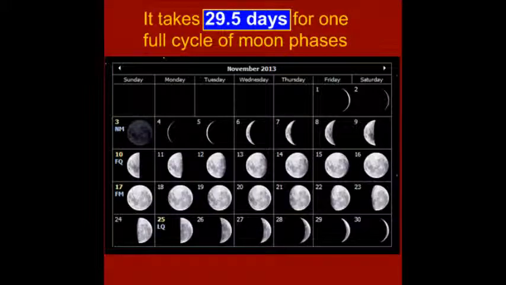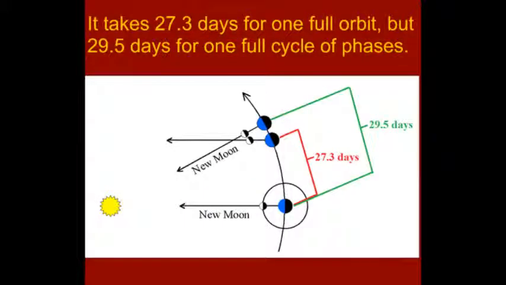It takes 27.3 days for one full orbit, but 29.5 days for one full cycle of the moon's phases. The reason for this is a bit complicated. If you consider the new moon phase, when the moon is between the Earth and the sun, as a starting point, notice that it takes 27.3 days for the moon to make one full orbit back to where it started, but that when it returns to its starting position, it's not at the new moon phase. It takes an additional 2.2 days before the Earth, the moon, and the sun are lined up again.